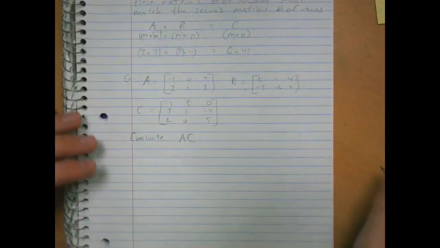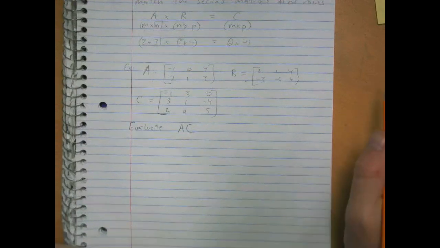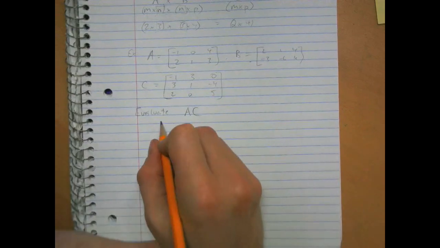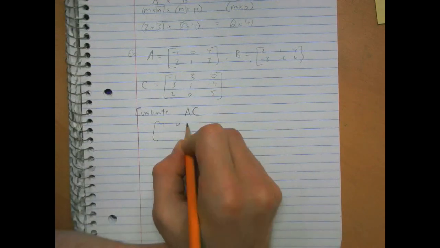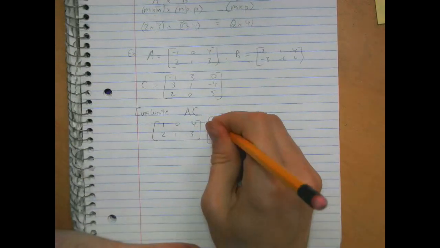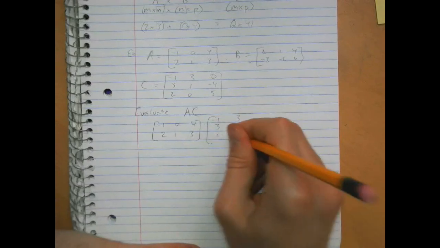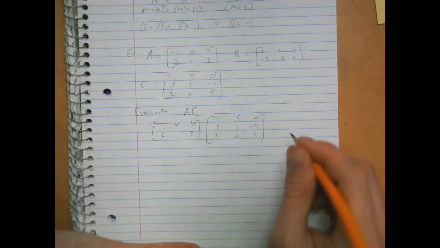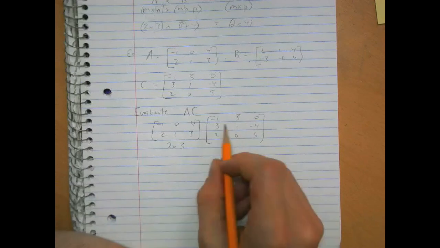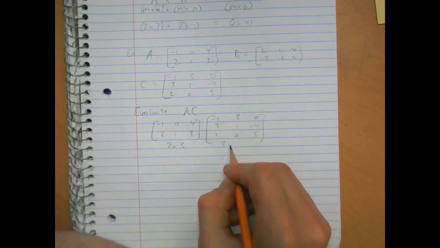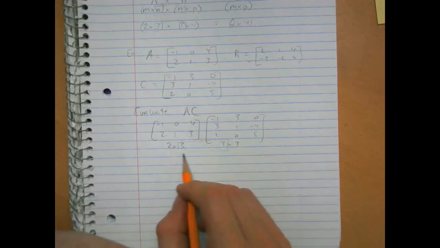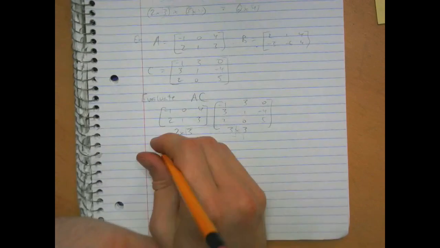Let's evaluate A times C. Well, the way matrix multiplication works is you take the rows of the first matrix and multiply them down the columns of the second matrix. So let me write out these matrices. I've got -1, 0, 4, 2, 1, 3. That's matrix A. Matrix C is -1, 3, 2, 3, 1, 0, 0, -4, 5. First off, A is a 2 by 3 matrix, 2 rows, 3 columns. C has 3 rows, 3 columns. So we can multiply because those middle dimensions match. Our result is going to be a 2 by 3 matrix.